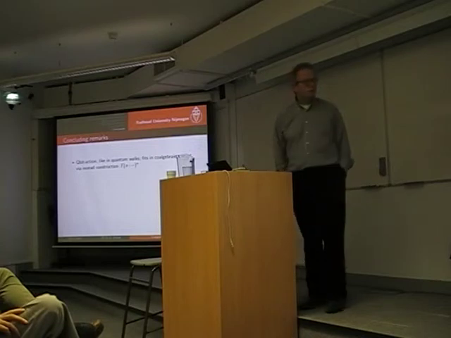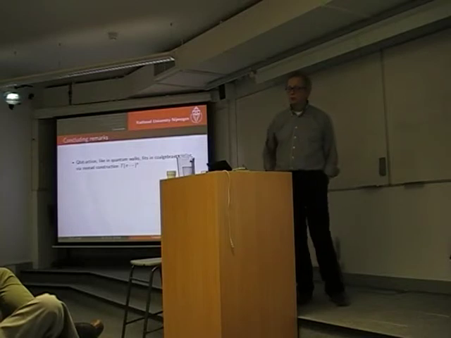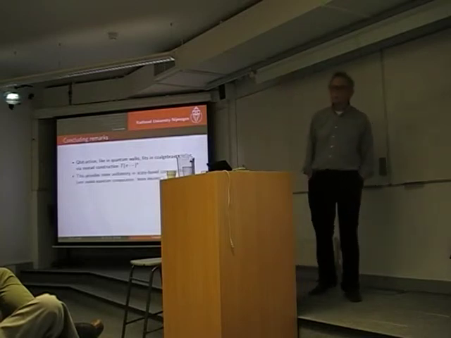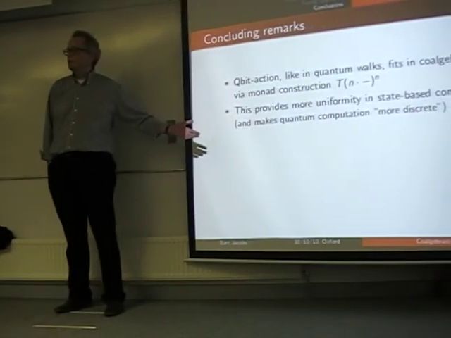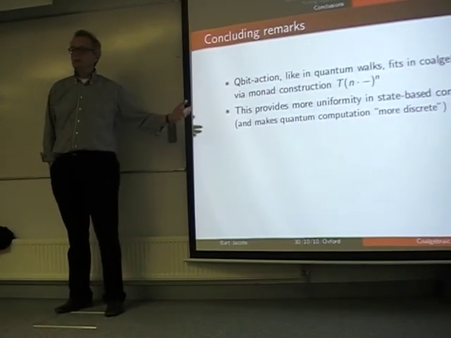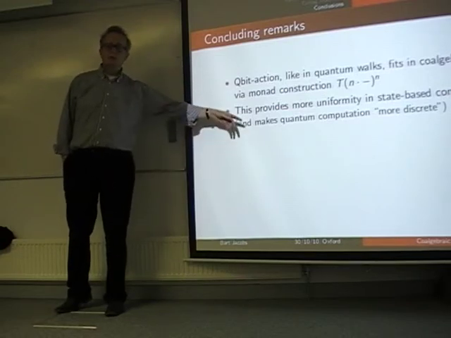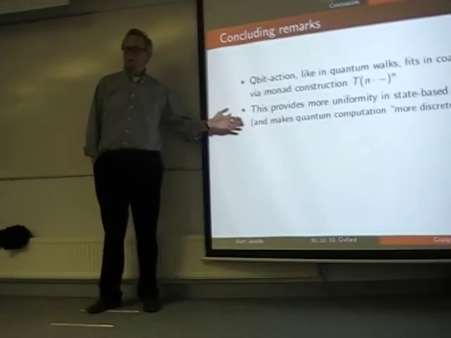So remarks: this qubit action fits in a coalgebraic setting via this monad construction. And this provides a more uniform state-based description of these kinds of things. It also makes quantum computation more discrete, because these coalgebras simply live in sets, and I don't need the whole machinery of vector spaces or even Hilbert spaces for doing this. It's not clear, I should be careful here, how complete this description is.